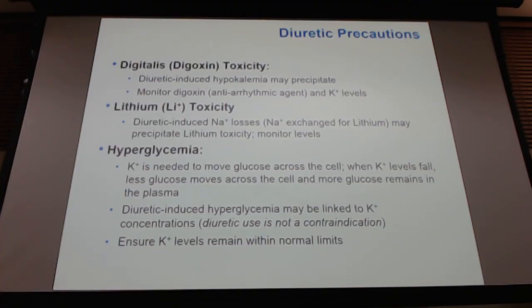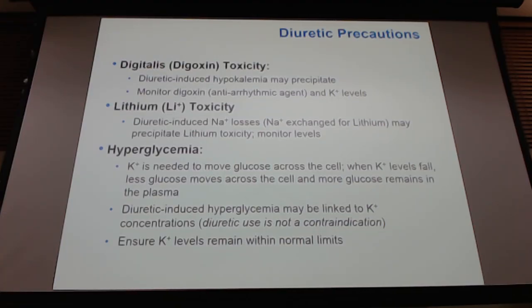Next, we have some diuretic precautions. So digitalis or digoxin toxicity. Diuretic-induced hypokalemia may precipitate this. Digoxin actually inhibits the sodium-potassium pump in heart muscle. When you have decreased potassium, digoxin is freely competing and can attach to those receptors and transporters more easily. And so when the digoxin binds, you'll have excessive inhibition, and this is what can lead to the digoxin toxicity.